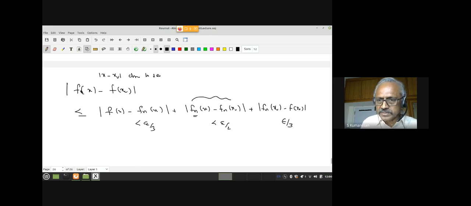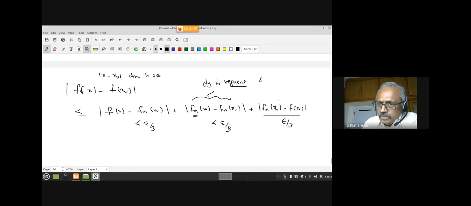Let us concentrate on this. Each fn is continuous. Therefore, if I want to make sure this is less than epsilon by 3, I can choose a delta so that whenever mod x minus x naught is less than delta, this will be less than epsilon by 3. So continuity is what is needed to prove this. Right? Now I want to make sure this is less than epsilon by 3. That means you see that now x naught is fixed. Here x and n is fixed, but x and x naught vary. Here x naught is fixed, but fn and f, the functions, are different.